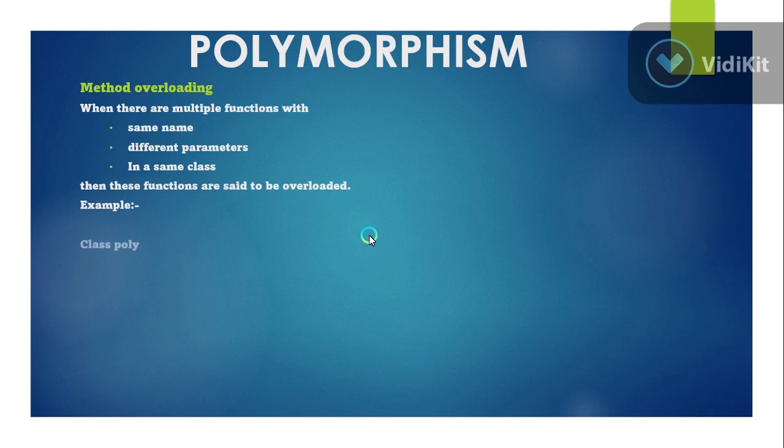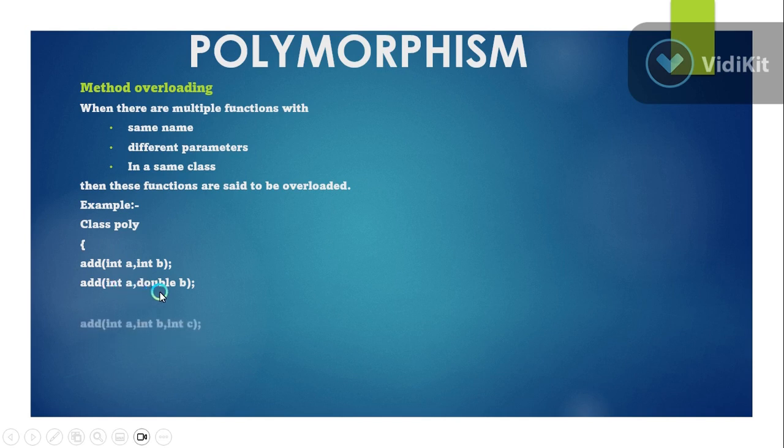Let us see the example. Here, I have created a class Poly. Within this, I have created a method add. It has two parameters with integer data. Then with the same name, I have created another method, where the data types are different: int a, double b. Then I have created the same method name with different parameters: int a, int b, int c. Three parameters I'm passing.